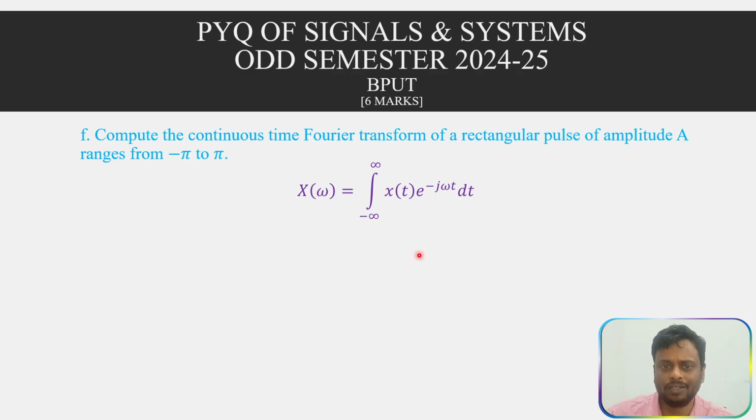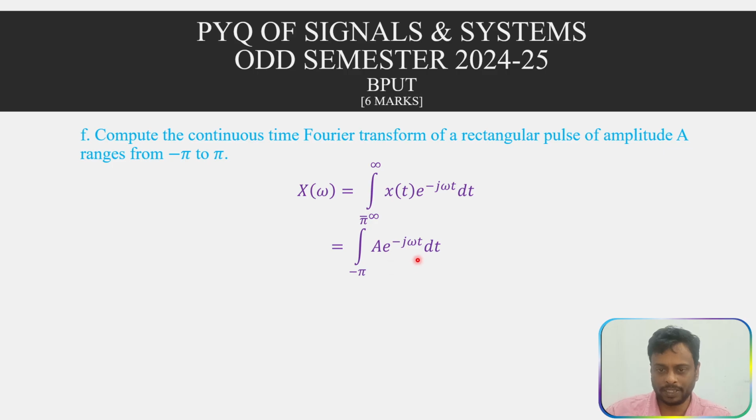So this is the Fourier transform. X of omega equals the integral from minus infinity to plus infinity of x of t. X of t is a rectangular pulse of amplitude a, ranging from minus pi to pi. So you can see the amplitude is a, x of t equals a, and the limit is from minus pi to pi, because this range is given.